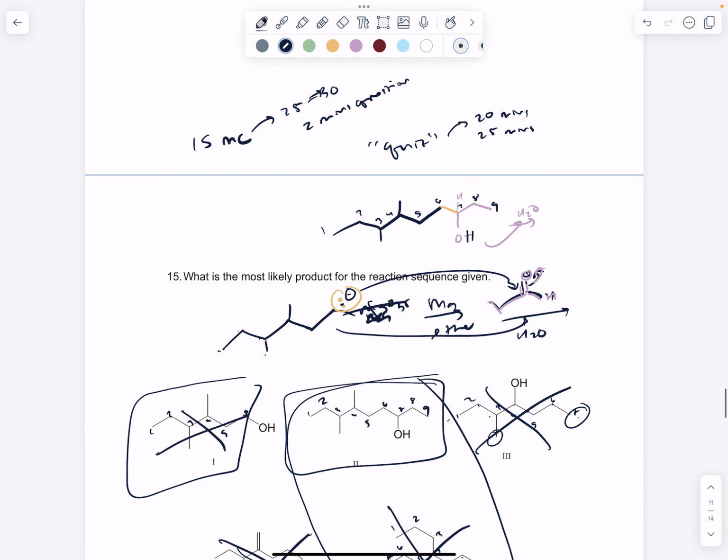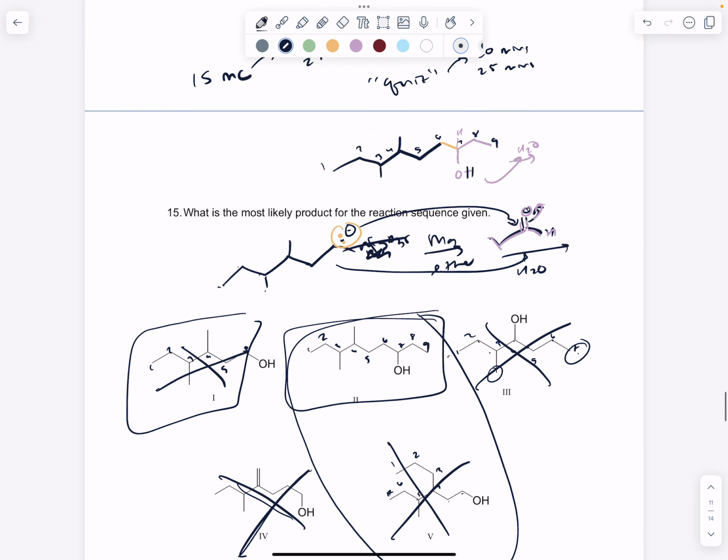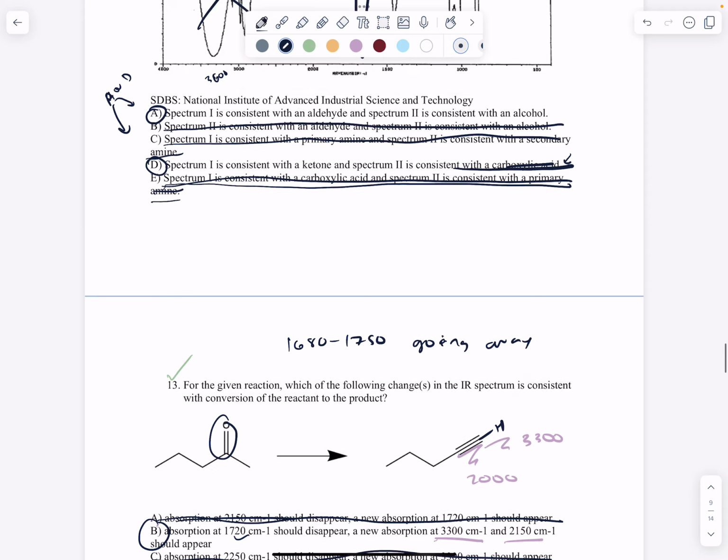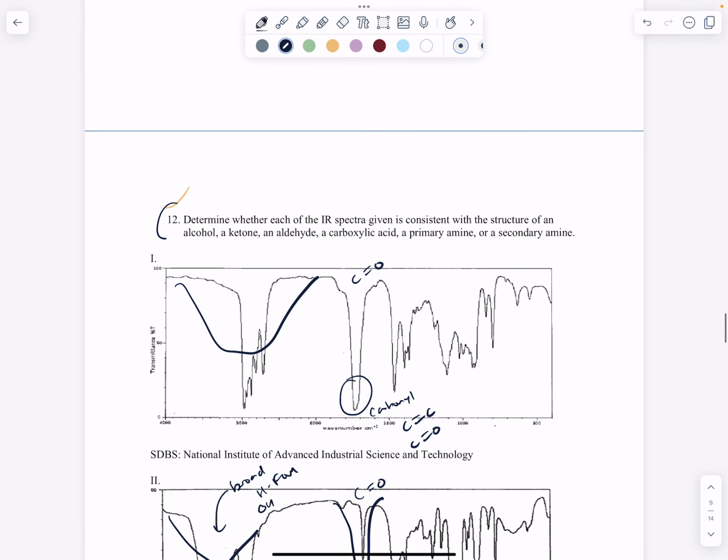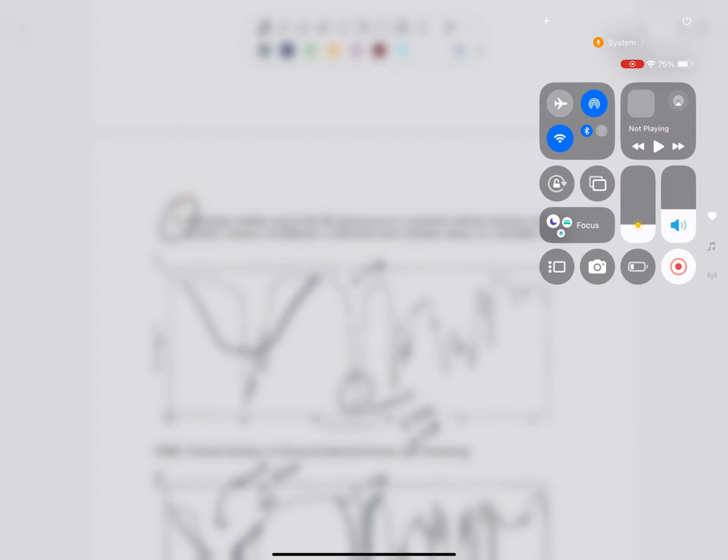Okay, I hope that was helpful and some of those test taking techniques helped you. I'll go back and make sure that I accepted A or D for answer choice 12. And then let me know if you have any questions.